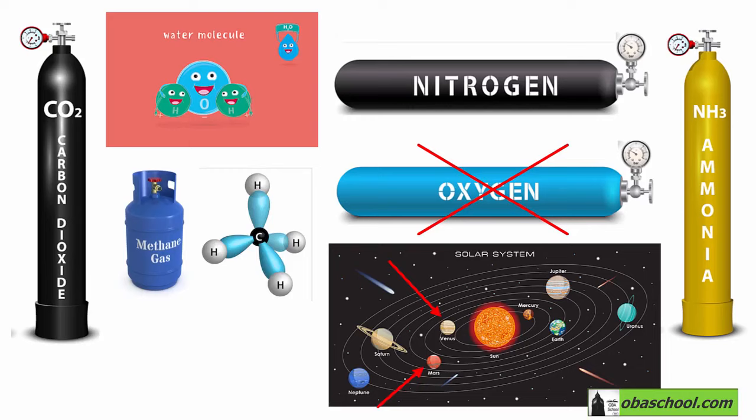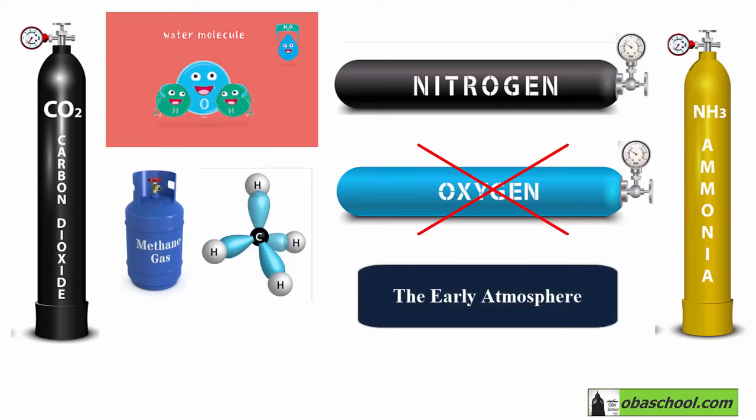So our nearest neighbors have atmospheres which are made up mainly of carbon dioxide with little or even no oxygen at all. So this is the early atmosphere.